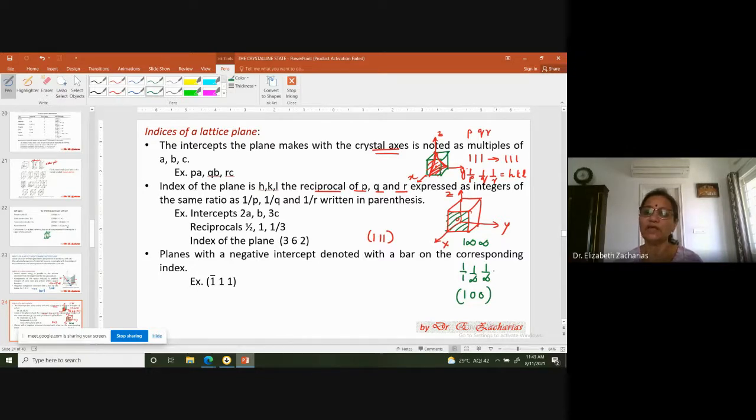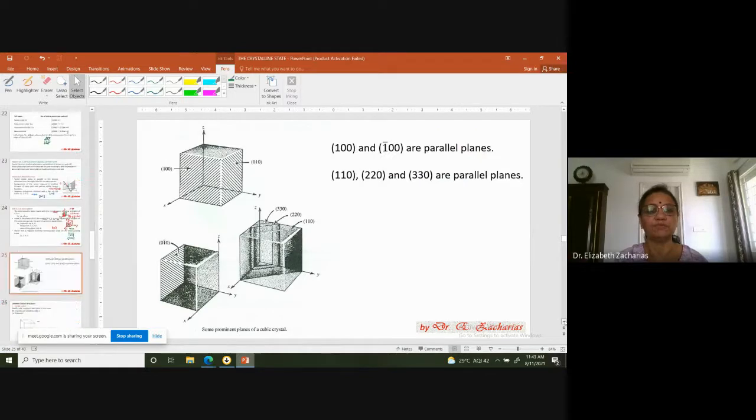Similarly, if I'm talking about an intercept which is negative, then what you should do is you have to put a bar. A bar you have to put if it is negative. So let's just go to the next picture. Here are some pictures given to you.